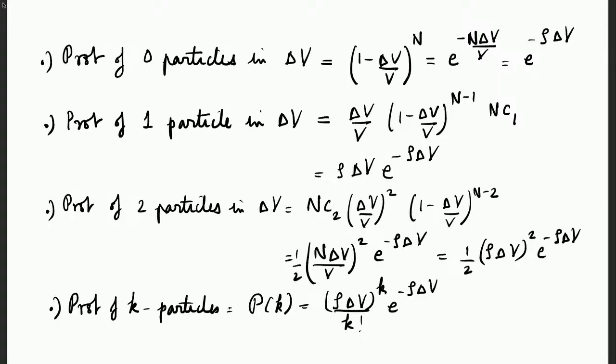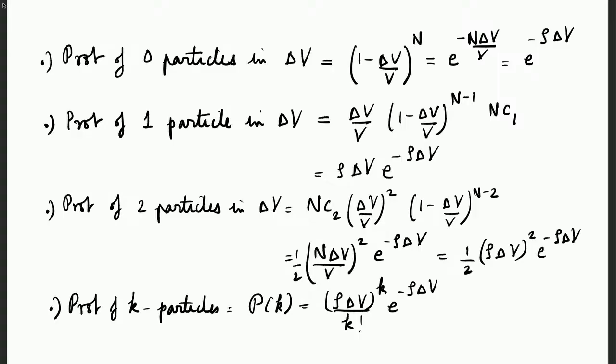Now I can put two particles. Two particles follow exactly the same argument. Two of them are inside, the product of n minus 2 of them are outside, and NC2 to choose two of them. NC2 is roughly n square by 2. I can combine this with this one to get this answer, and this one combines again back to e to the minus rho delta V. So we are left with half rho delta V square.